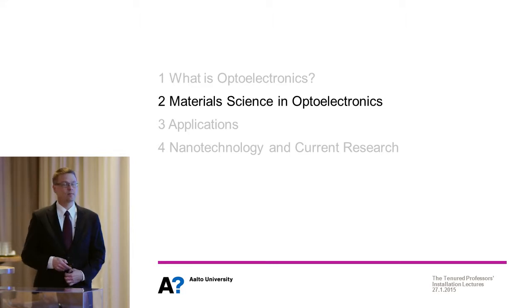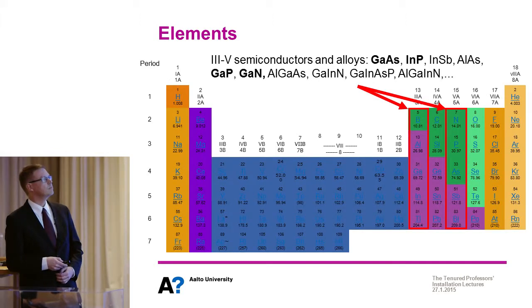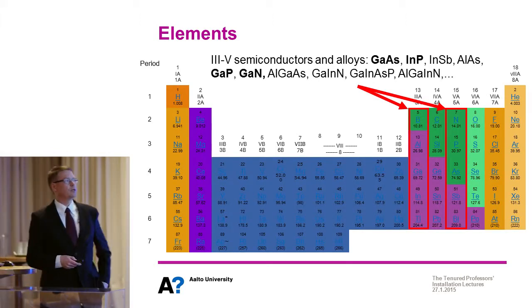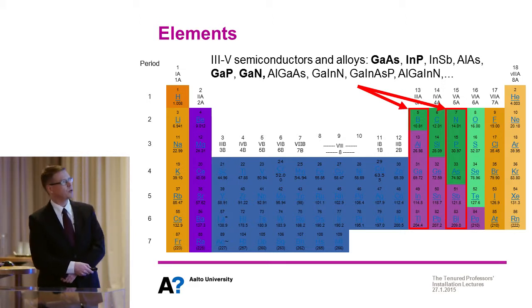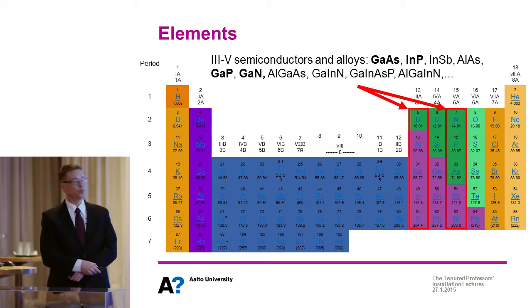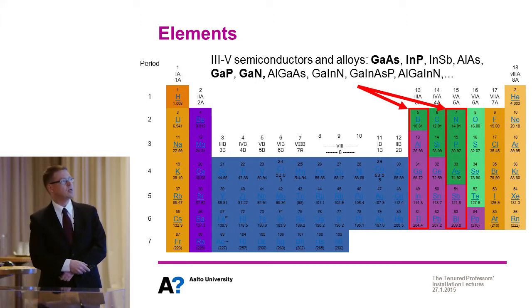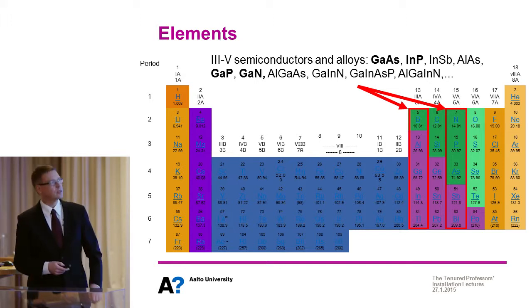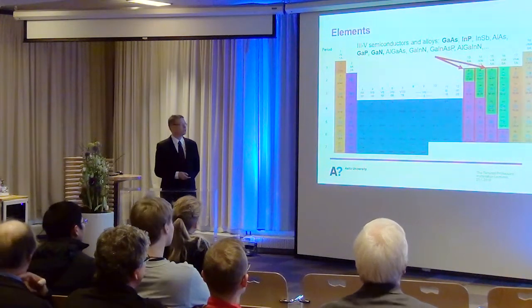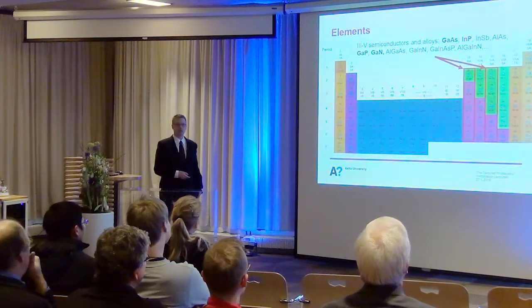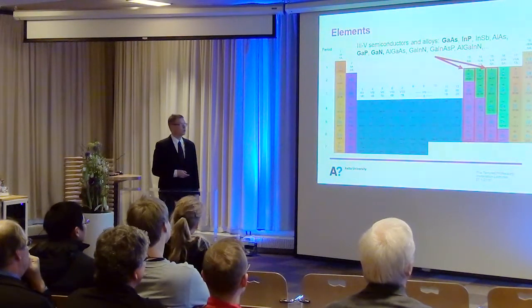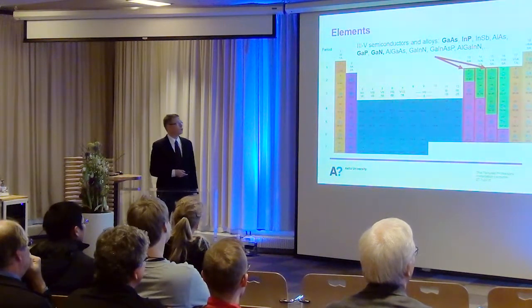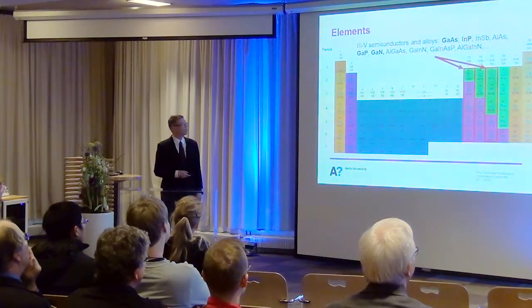And next, how material science is affecting optoelectronics. In optoelectronics, we mainly use 3-5 semiconductors. That means there are elements from group 3 in the table of elements, and then group 5. These have an average valence of 4, which is the same as in silicon. Most electronic circuits are based on silicon, but as silicon is not a very good light emitter, we have to use other options in optoelectronics.